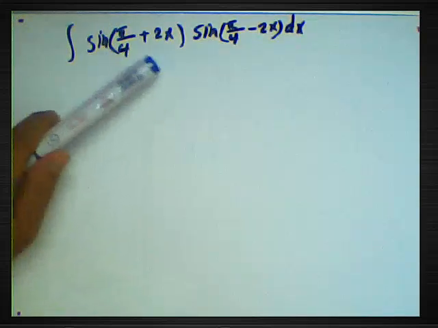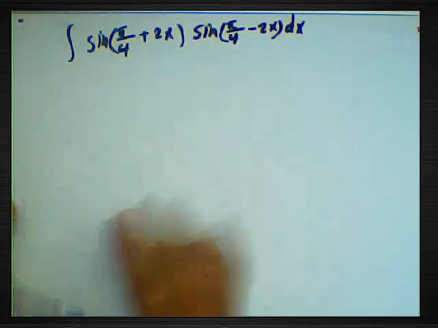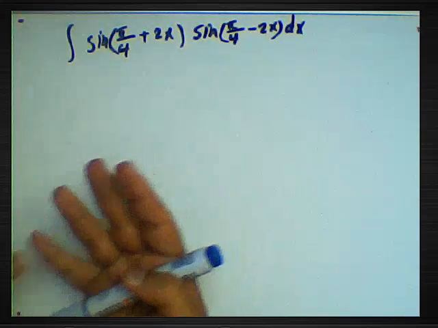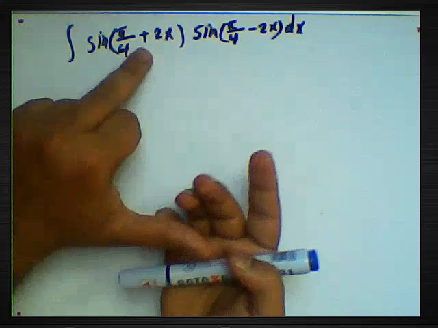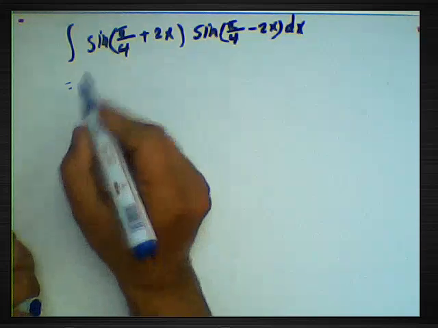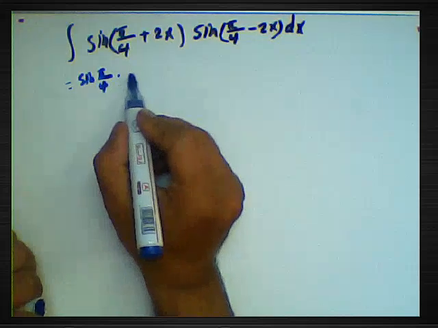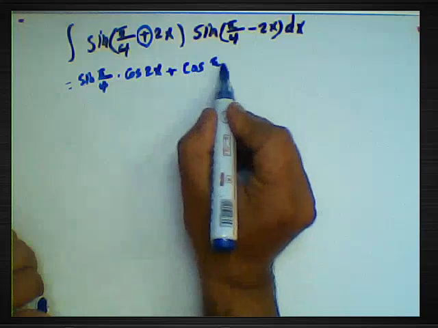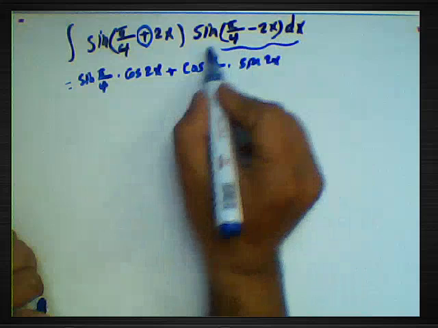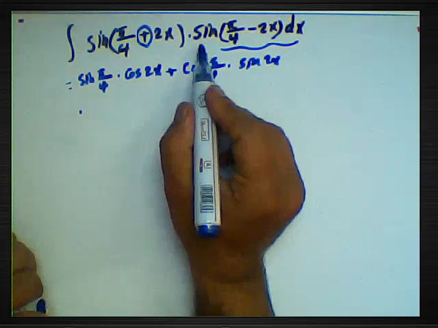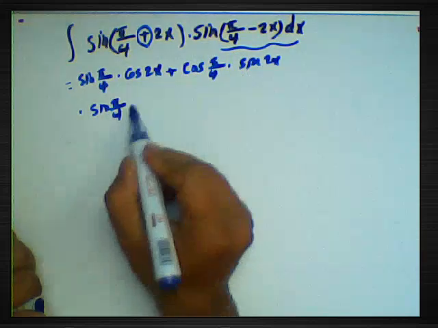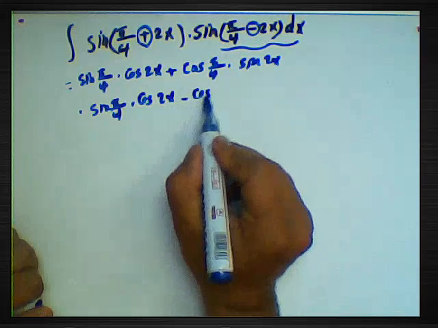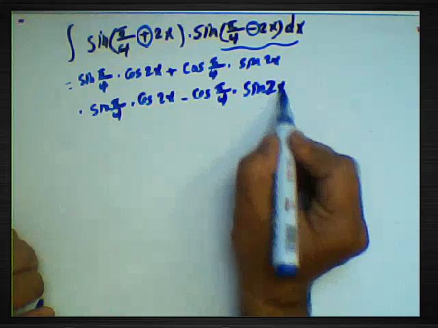Integration about sine pi over 4 plus 2x multiplication sine pi over 4 subtract 2x dx. Look at here, we can use the properties about sine, adding about 2 angle here, sine angle first, sine cosine. Right, first sine cosine and cosine sine, and write the same sign here. We can write sine pi over 4 multiplication by cosine this angle 2x, plus write the same sign here, sine cosine cosine sine, cosine pi over 4 multiplication by sine 2x. And this function here, write the rule again, sine pi over 4 multiplication by cosine 2x, write this sign here, and write cosine pi over 4 multiplication by sine 2x.